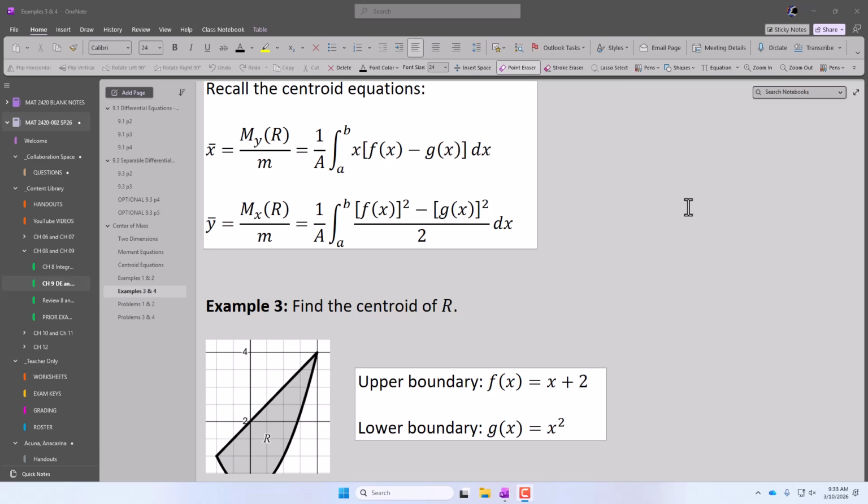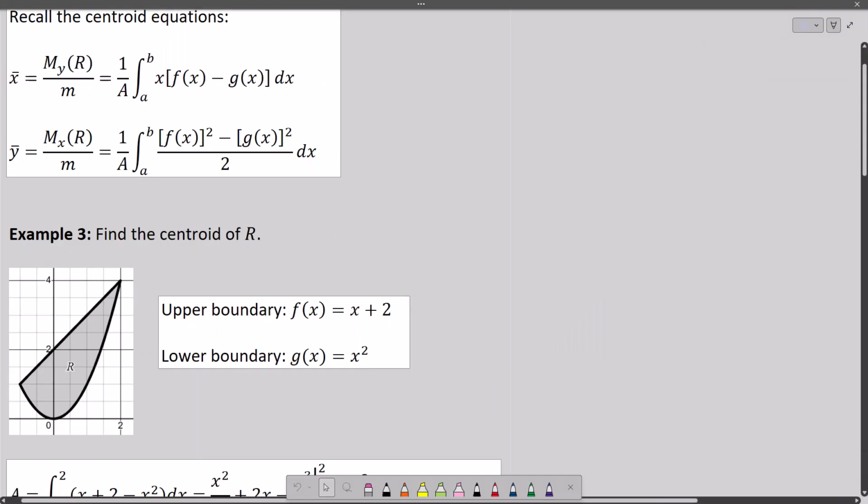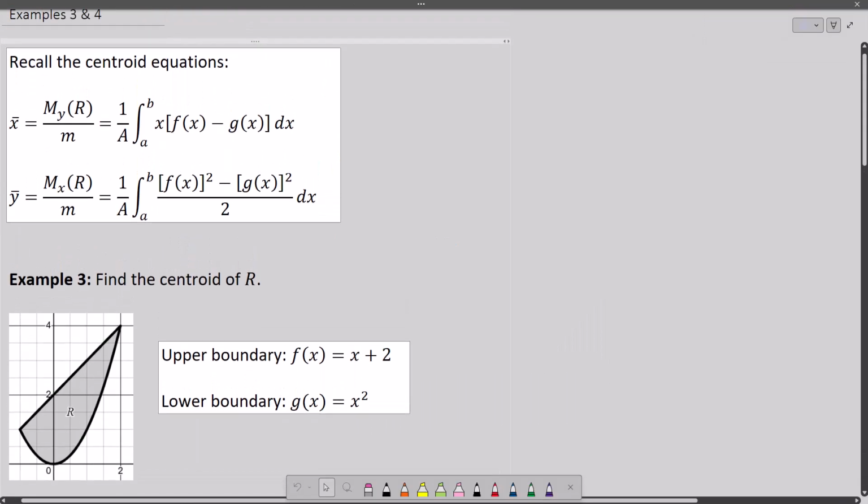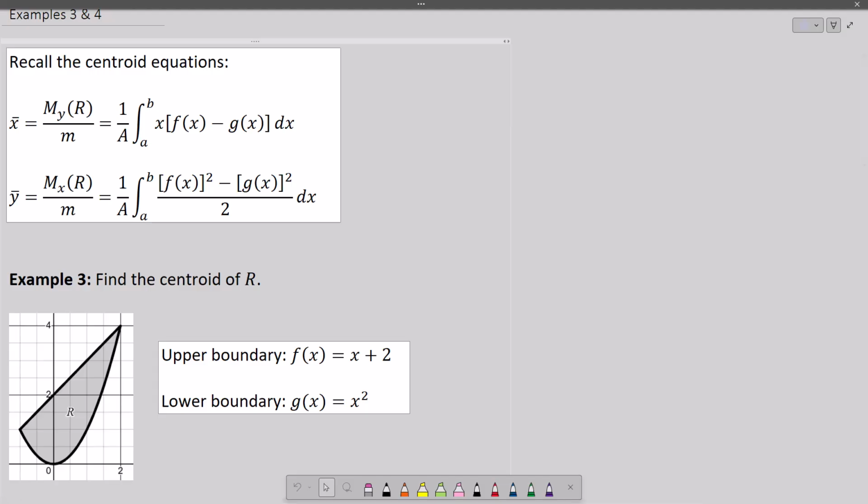Make sure we're all following. So the two formulas, again, are given to you. And notice when we look at the x bar formula, the x bar formula is for m sub y. So the y-axis, if we think about the y-axis is here, x bar is measuring from the y-axis.